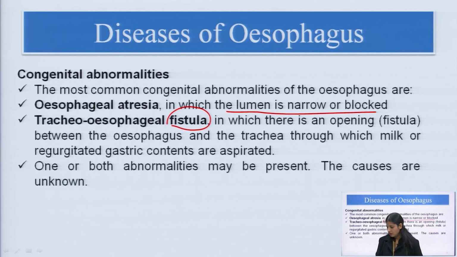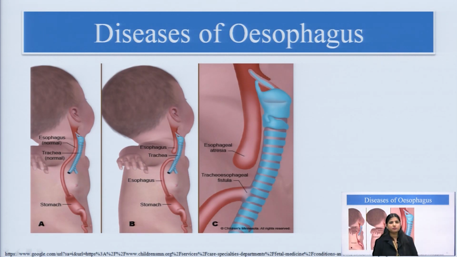Now if you look at the diagram here, this is the trachea, and further down there will be the lungs. This is the normal anatomy we will see in all people. Now if you look at the back side, there is the esophagus. This is a normal esophagus. Both the trachea and esophagus are separated.